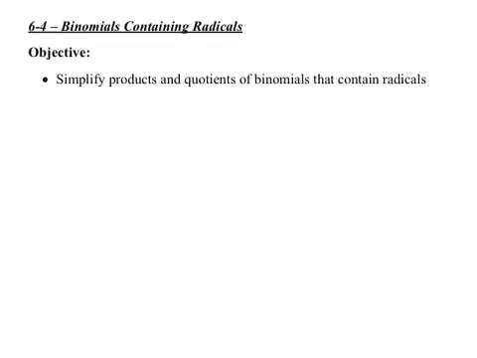So section 6.4 is binomials containing radicals. We looked at rationalizing denominators already, and we're going to apply that again today. But now, instead of having just radical 7 in the denominator, what if I had 3 plus radical 7? Or radical 2 plus radical 3, that whole quantity in the denominator. We're going to see what happens today.